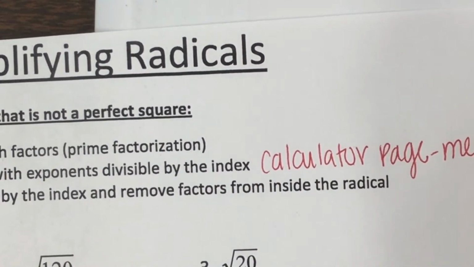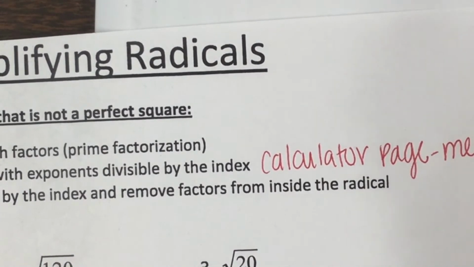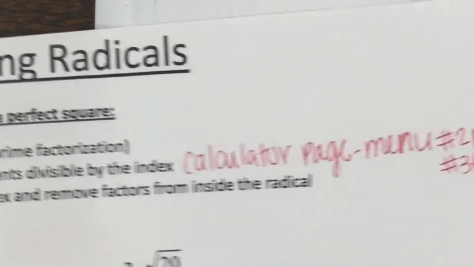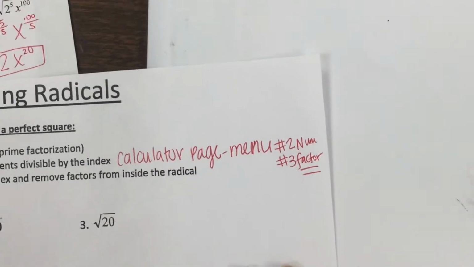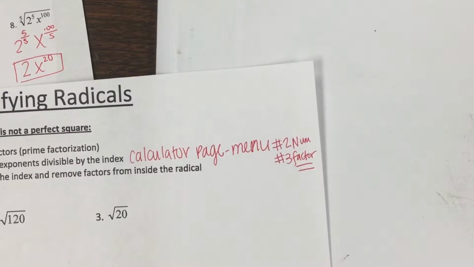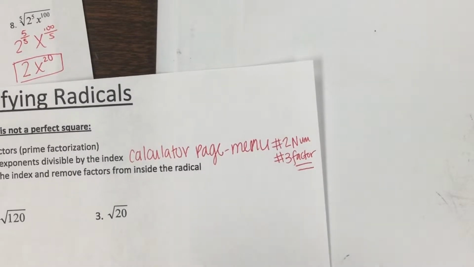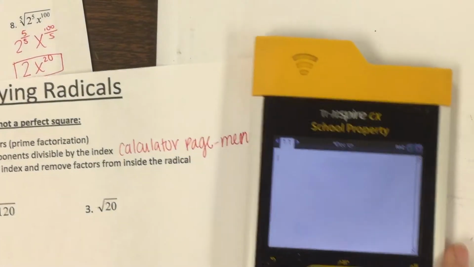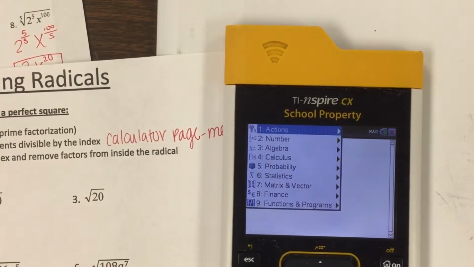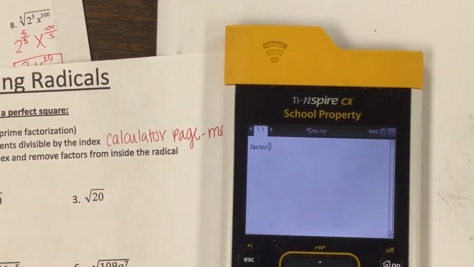Menu number 2 for number, 3 for the word factor. And that's what you want to tell them to look for. Menu 2, 3, factor. So on the calculator page, there's 2 options. When you do menu 2 for number, 3 for factor, you can put in the number. The first example is 50.